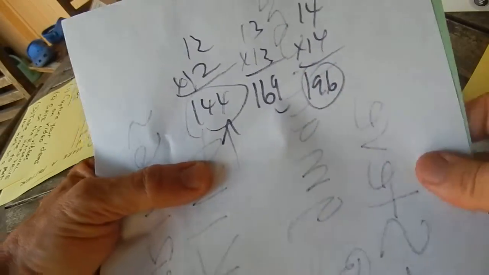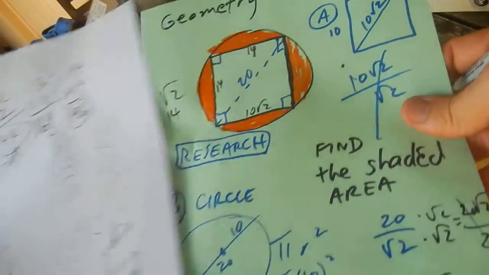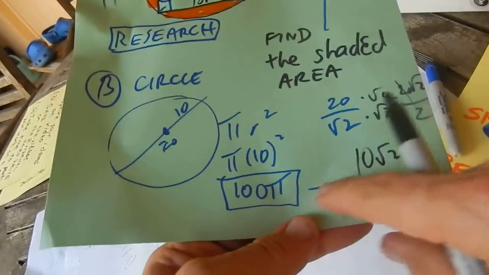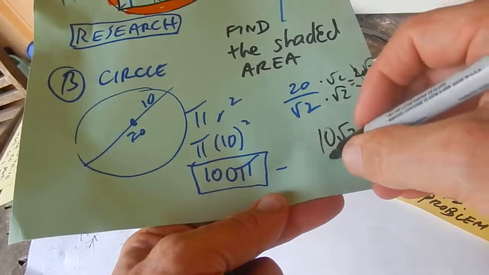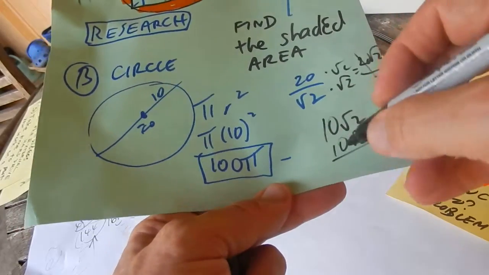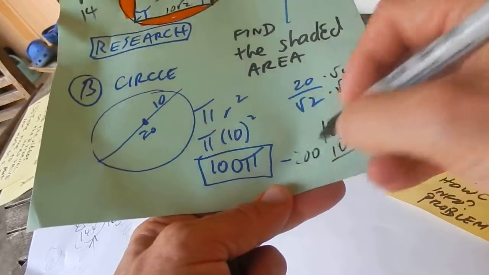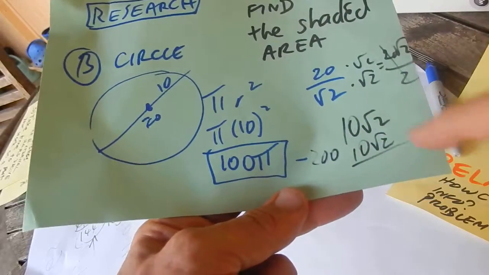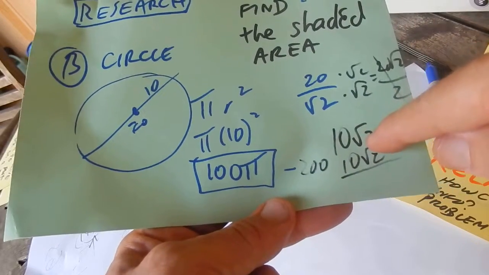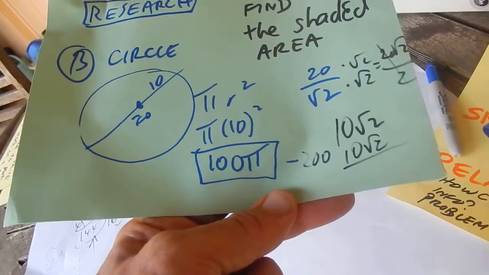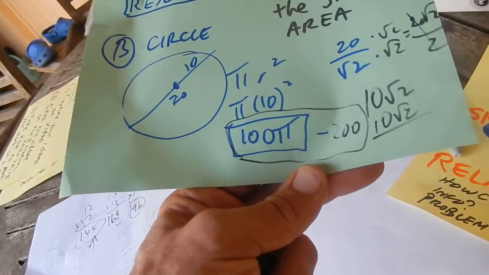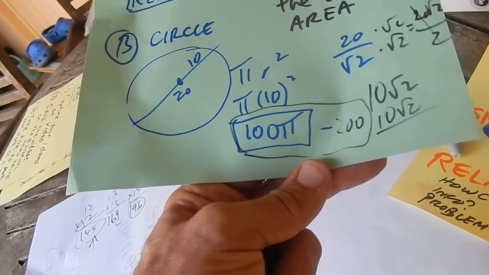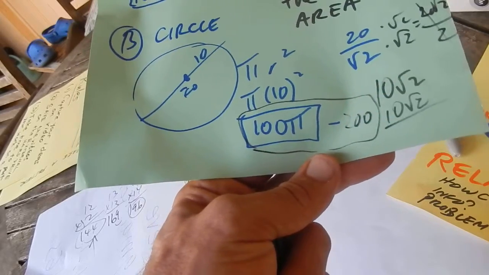14 times 14 is 196. So what you would do is take your 10 root 2 times 10 root 2, and you'd get 200 if you were working it out, because root 2 times root 2 is 2, and then 10 times 10. So that would be the answer to the square's area. Calling it 196 would have been close.